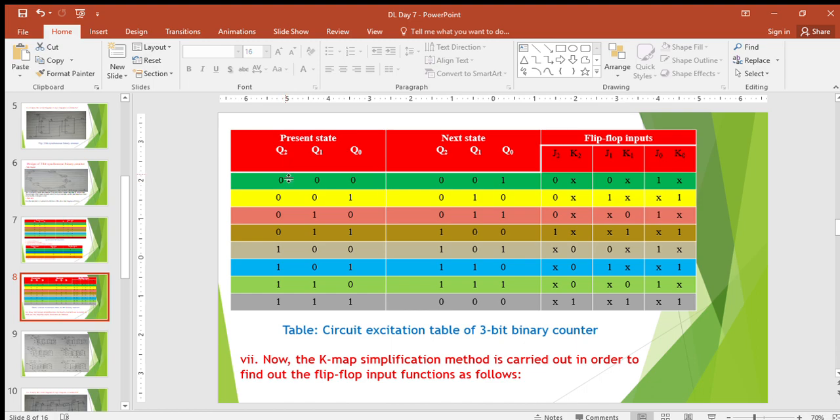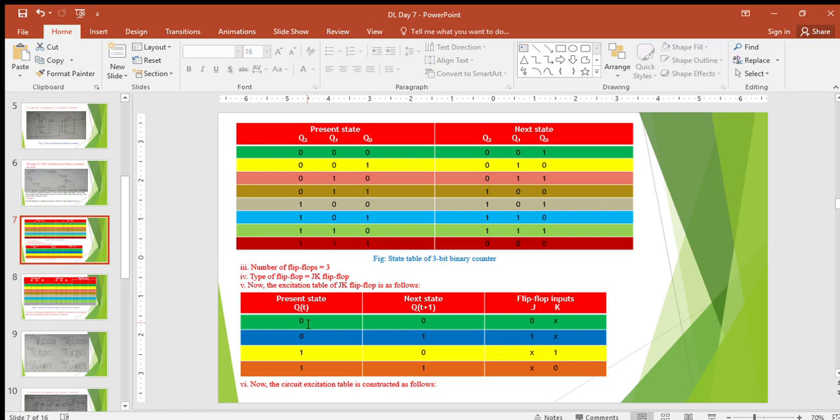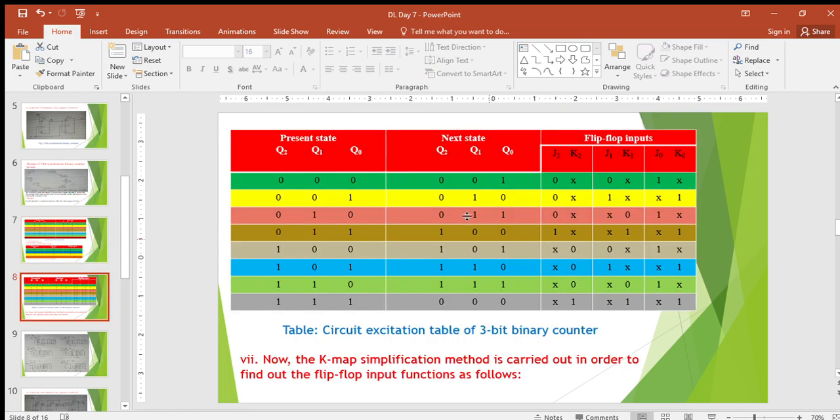Now let's look only at Q2 and Q2. Let's match Q2 and Q2 only. When the present state of Q2 is 0 and the next state of Q2 is 0, what happens? Let's see the excitation table here. When the present state Qt is 0 and the next state Qt plus 1 is 0, then the flip-flop inputs will be 0 and don't care. So J2, K2 will be 0 and don't care as per the excitation table of the JK flip-flop.